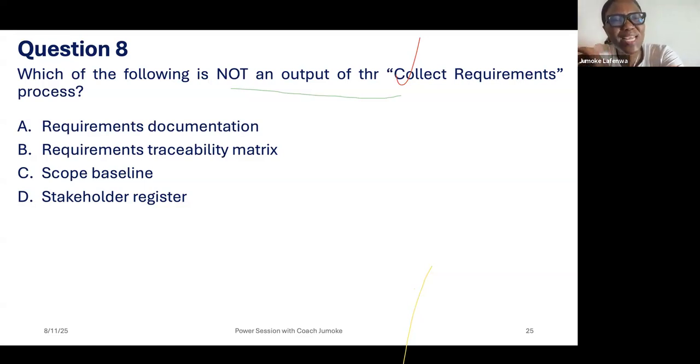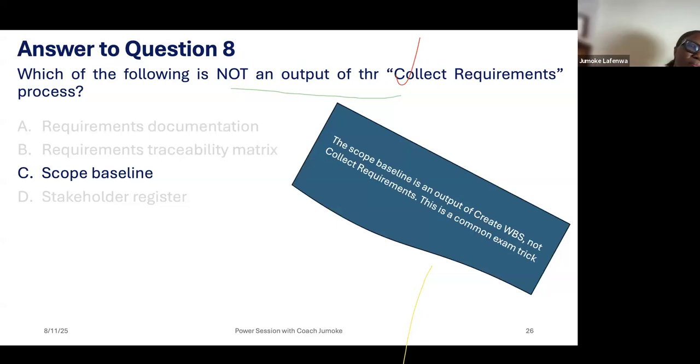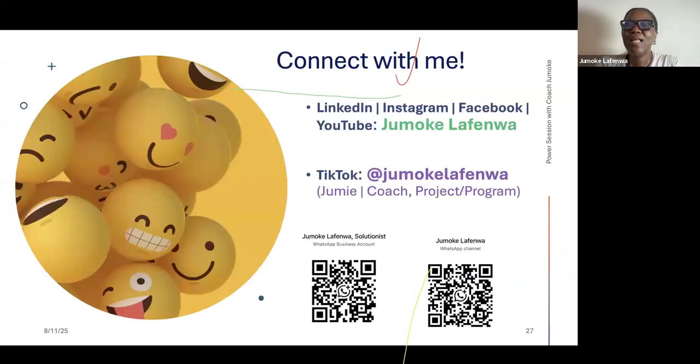Which of the following is not an output? When you collect requirements, won't you document it? You write them down. And earlier, we had said that collect requirements is not the same as define scope. If collect requirements is not the same as define scope, then it cannot be a baseline, because it is when you define scope that you can have what is it called? Scope baseline.